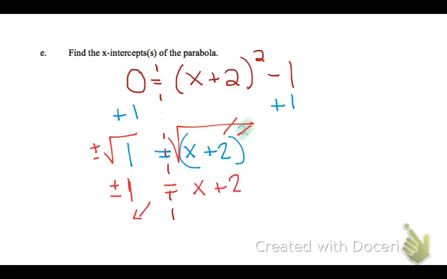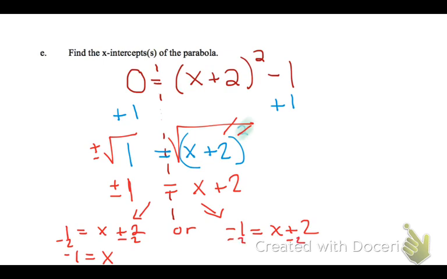So this really gives me two separate equations. One of them is 1 equals x plus 2. The other one would be -1 equals x plus 2. So I'm going to solve each of these. I'm going to subtract 2, which gives me -1 is equal to x, or subtract 2 on this one gives me -3 equals x. Therefore, my x-intercepts are two ordered pairs, (-1, 0). The other one would be (-3, 0).